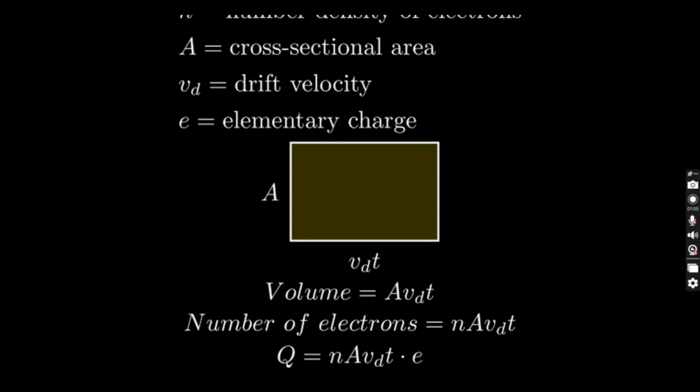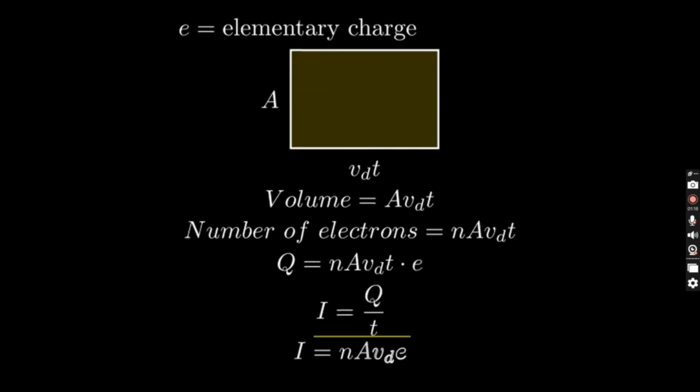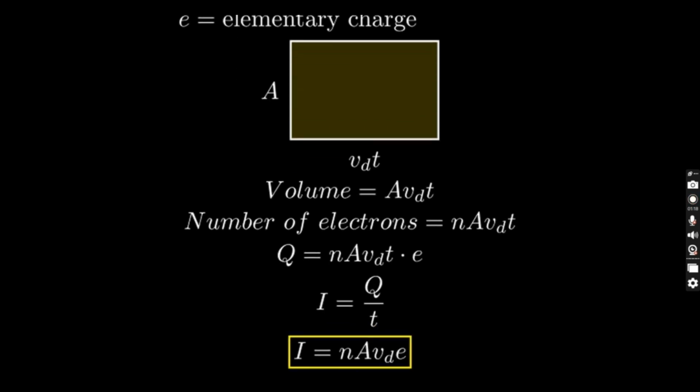Current is defined as the rate of flow of charge, which means we divide the total charge by time. This gives us our final equation, I equals n A v_d e. Let's understand what this equation tells us.